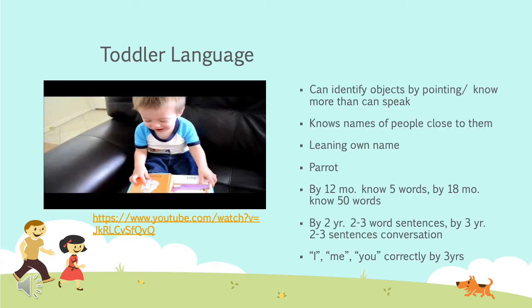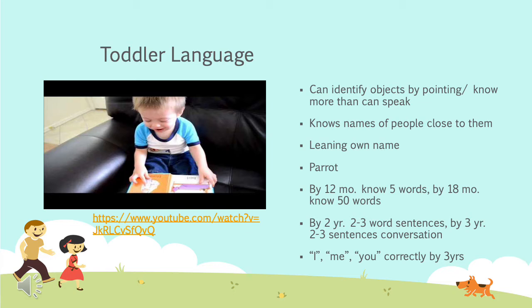Toddler language is interesting and usually a bit hard to understand. They can start to identify objects. In the video that I have here, this little boy is identifying objects that his mom is saying out loud. The toddler usually understands and knows a lot more than they're able to verbalize, so their language is a bit behind as far as the other development goes. They know the names of people close to them, so people in their family, their teachers. They have a small circle of people that they know by name. They're learning their own name. They are learning that they have not just their first name, but their last name as well.